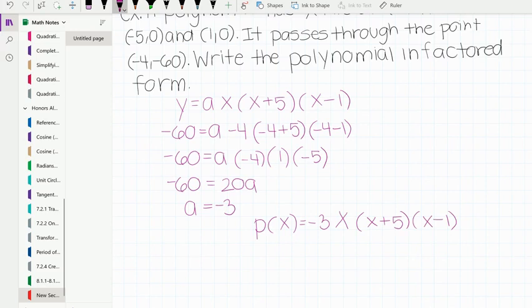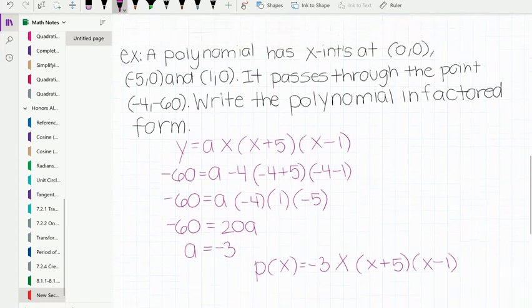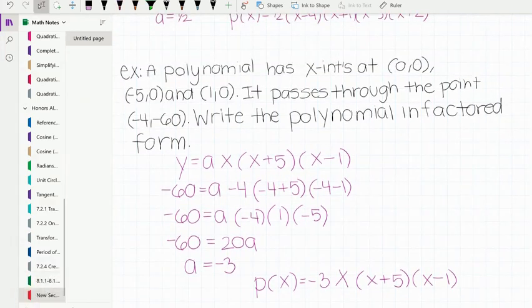So that is everything you need to know about creating an equation given a graph or information and learning how to find the stretch factor.